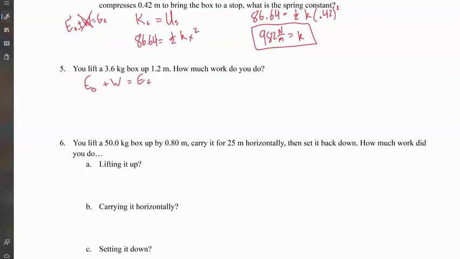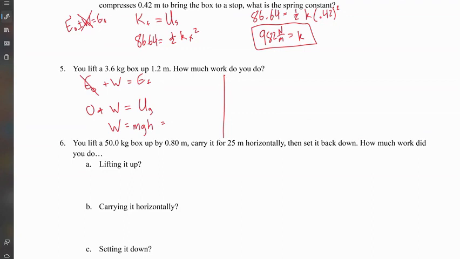We could say, so there's two ways to do this. We could say either we start with 0, so we look at plus work, and then we end with gravitational potential energy. So we could say work is mgh, mass is 3.6, g is 10, h is 1.2.